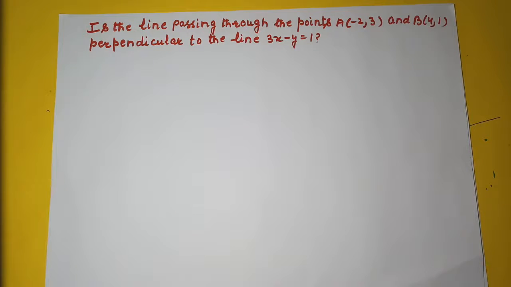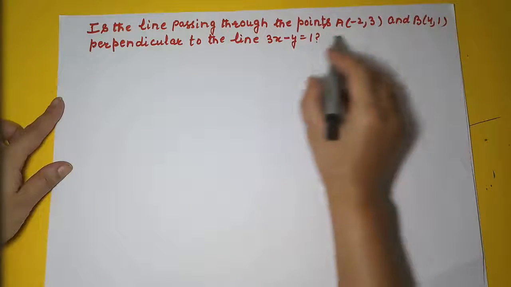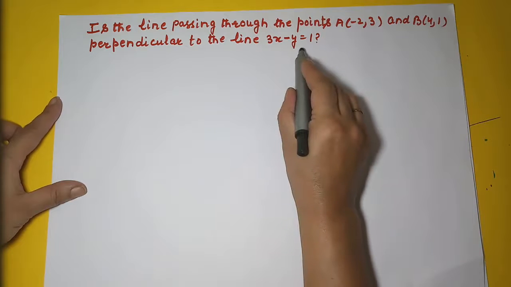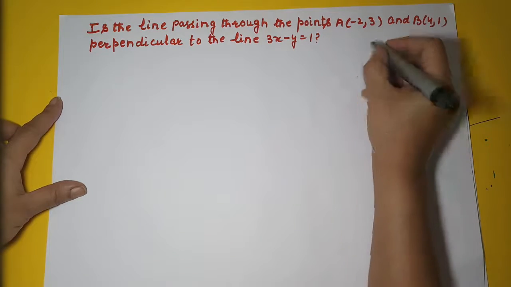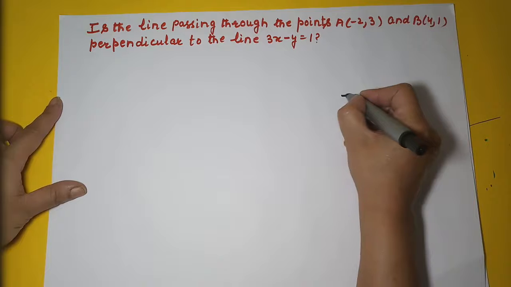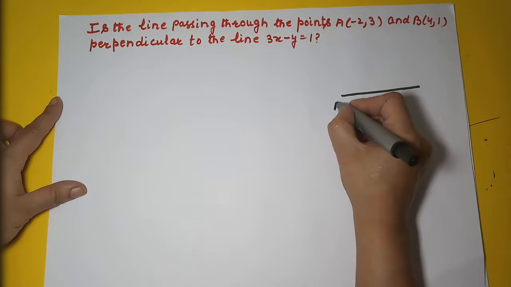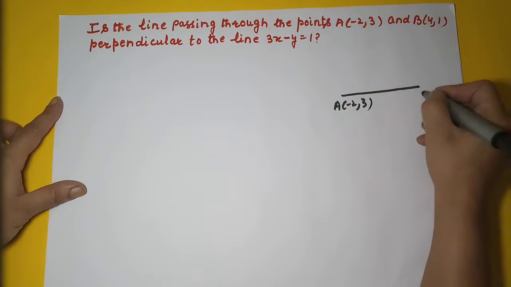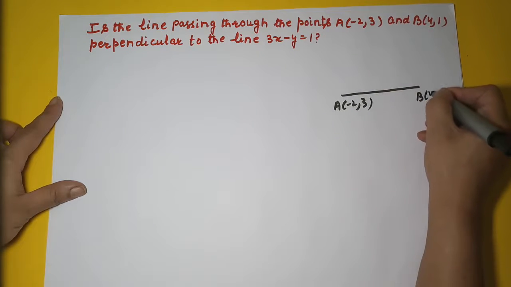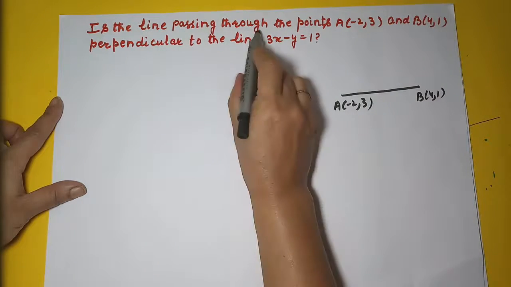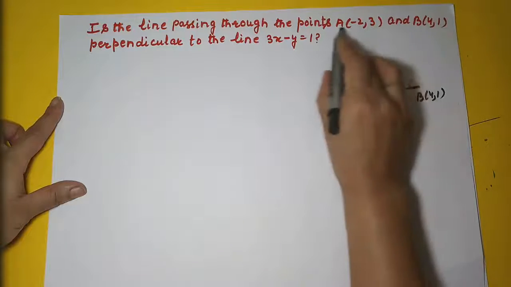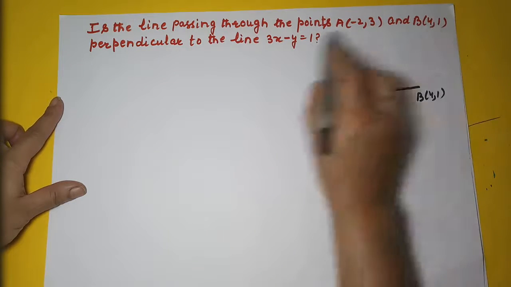We are continuing with the equations of a straight line. Now he's saying: is the line passing through the points A and B perpendicular to the line? Okay, this time we have to check. There is a line which is passing through A, and the coordinates of A are -2 and 3, and B is 4 and 1. Now, is the line passing through these points perpendicular to this line?